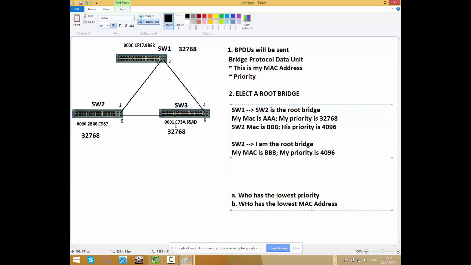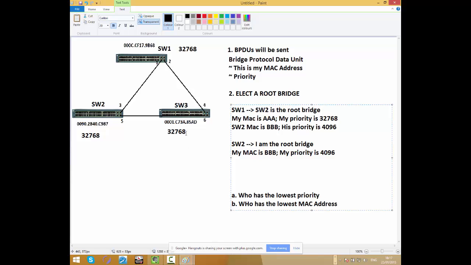Switch 3. Yeah, who agrees that it's switch 3? Carlos, do you agree or disagree? I agree. Ferenc, do you agree? Yeah, sure. Imran, you agree? And Remy? Yeah. So you just count from left to right, and that way you determine which one has the lowest MAC address.